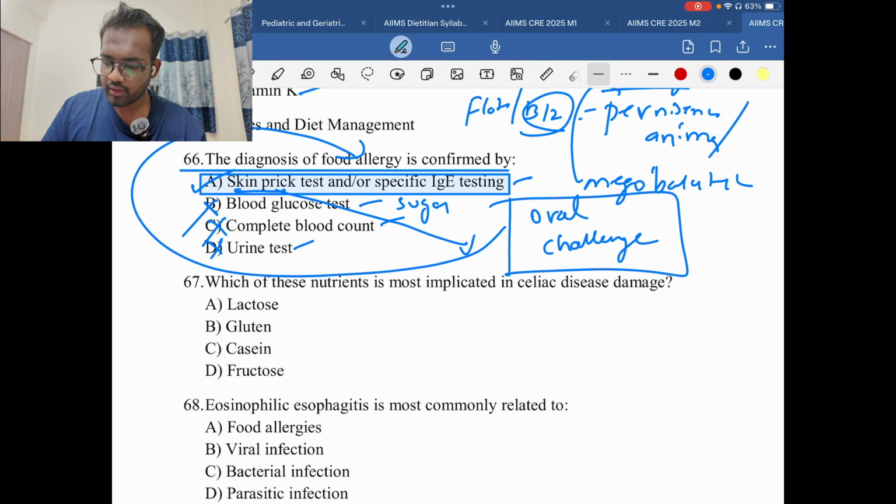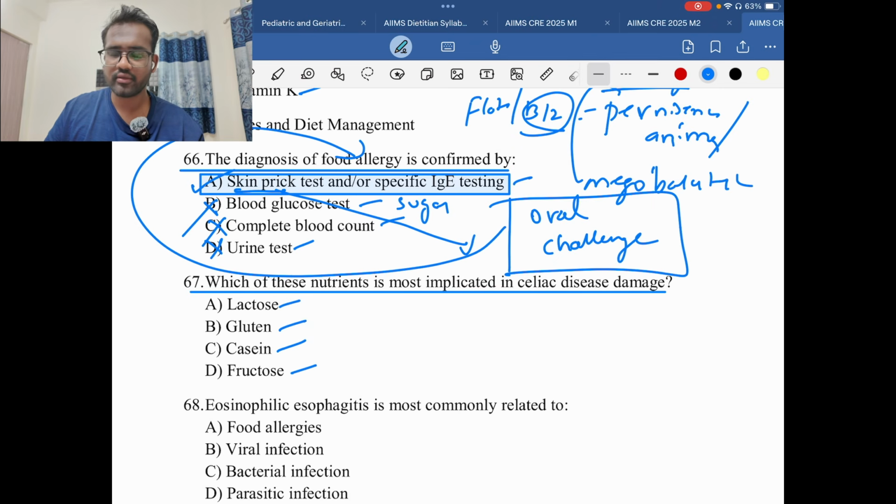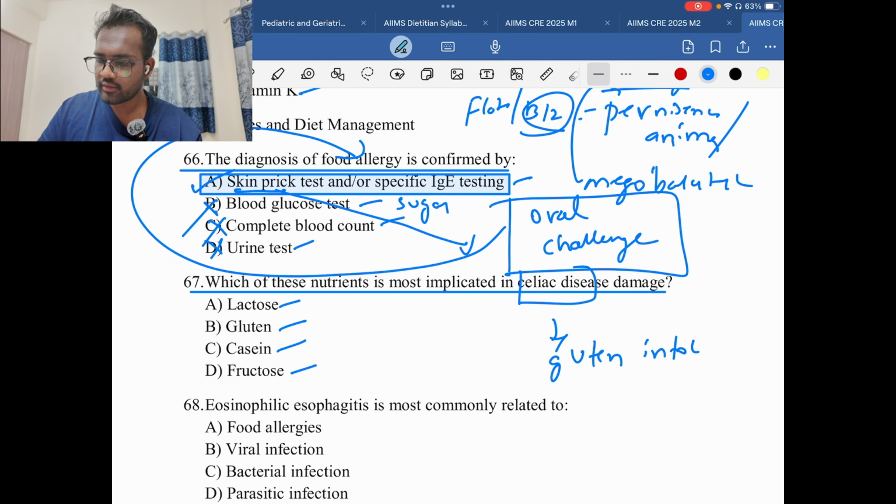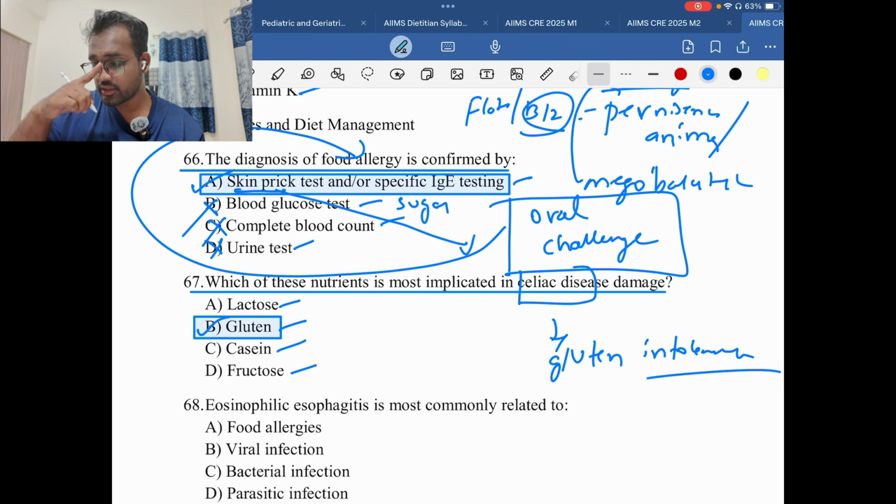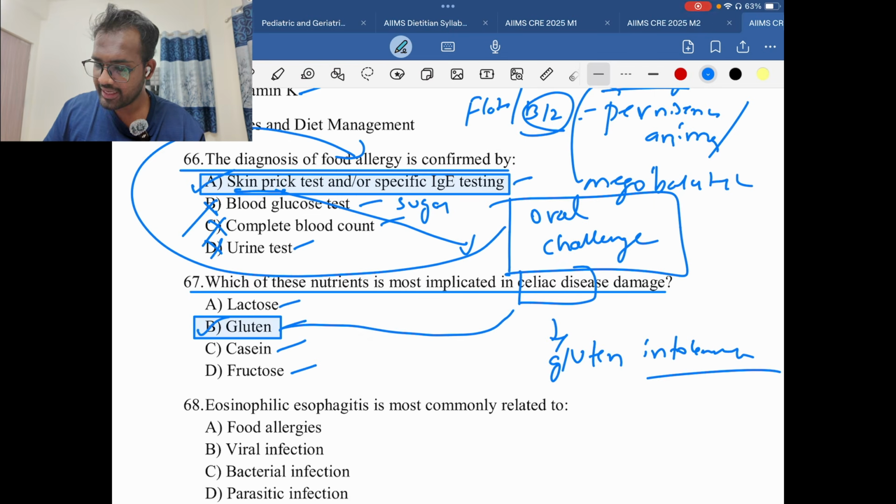Question number 67. Which nutrient is most implicated in celiac disease damage? Lactose, gluten, casein, fructose. This is also a very basic question. This question has been repeated multiple times. Celiac disease is related to gluten intolerance. So here the answer will be B, gluten. Gluten is a wheat protein which causes irritation in the gut, which is called celiac disease. In celiac disease, we avoid wheat and gluten-containing products.